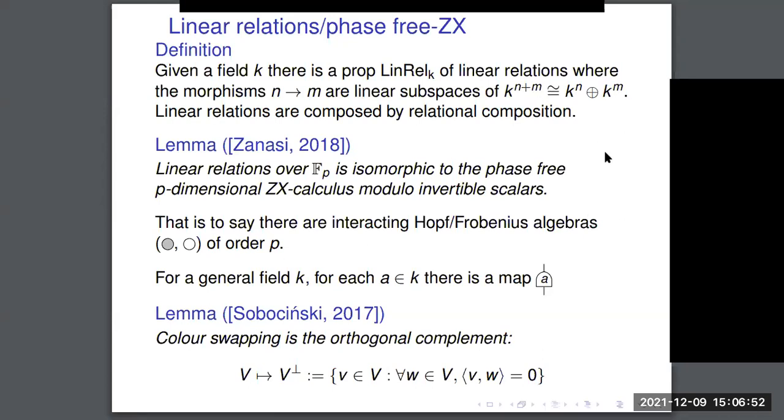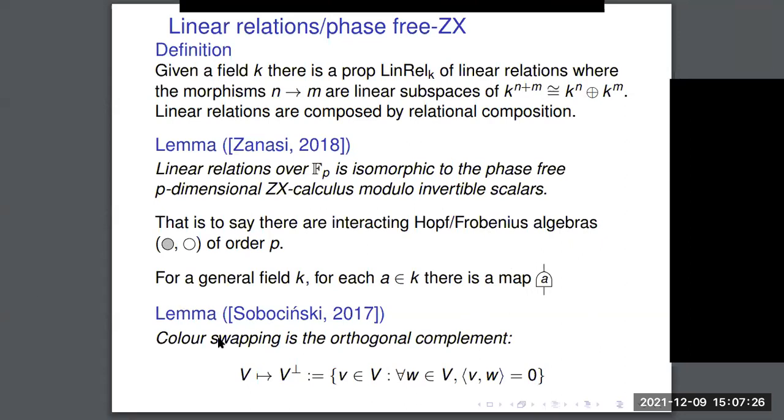Okay, and for this talk, pretty much we'll just care about linear relations over F_p because of this interpretation in terms of the ZX calculus, but pretty much all the things in this talk generalize to any field, not just F_p. And for an arbitrary field, this category is not just generated by two spiders. There's also an element for every element of the field, which is a map from one to one.